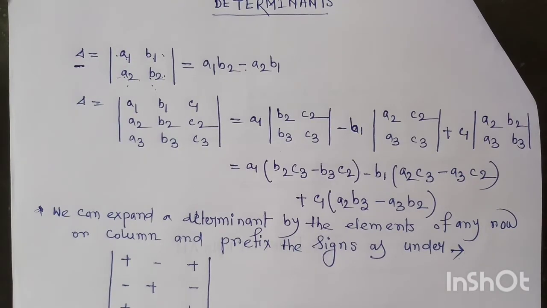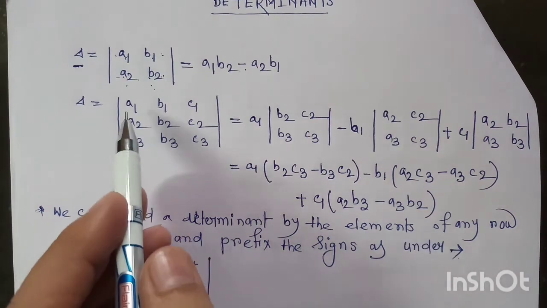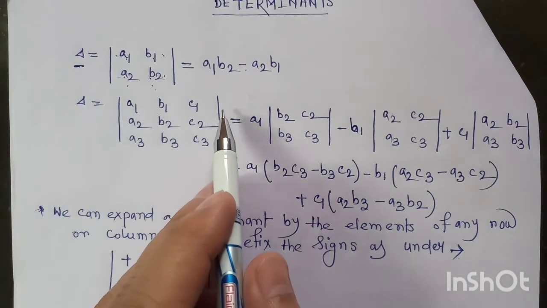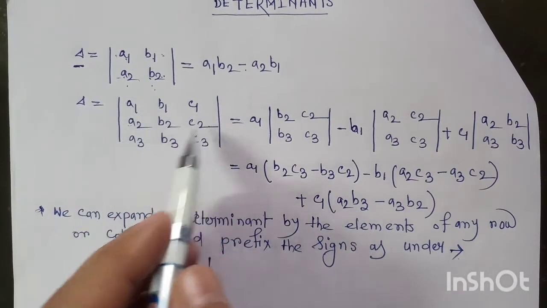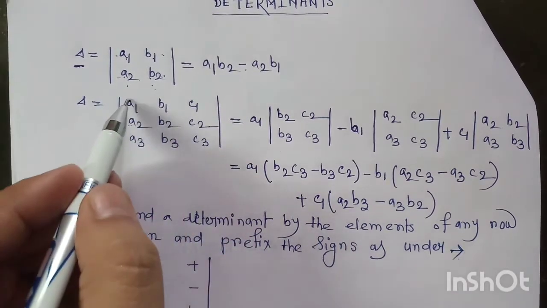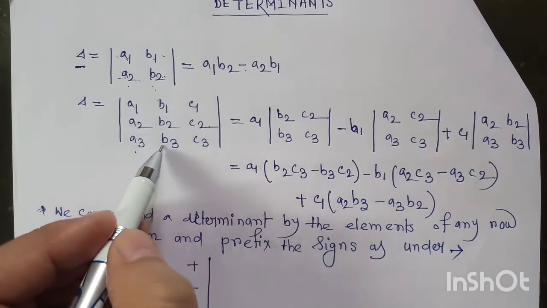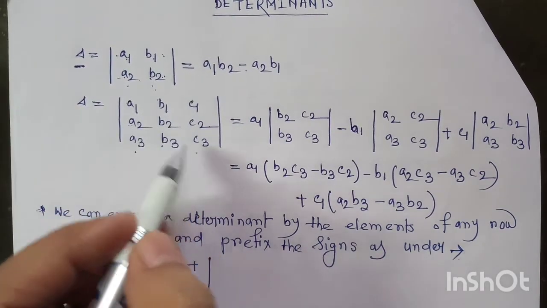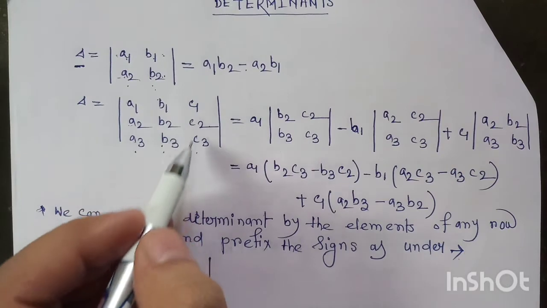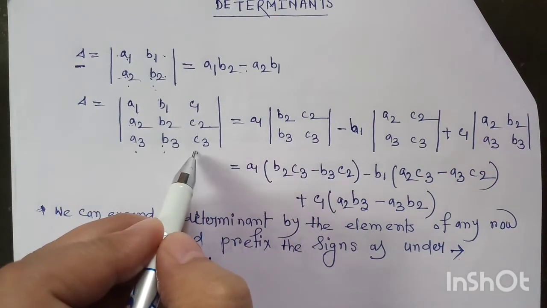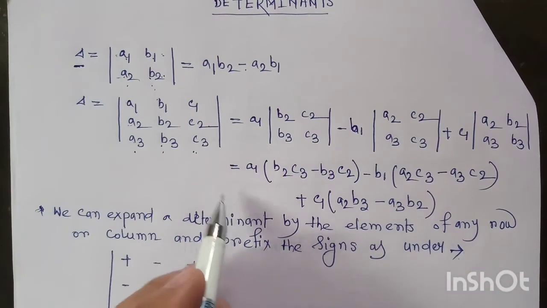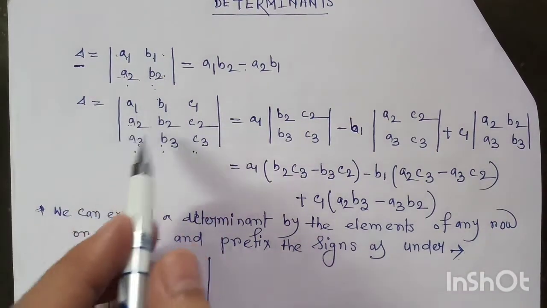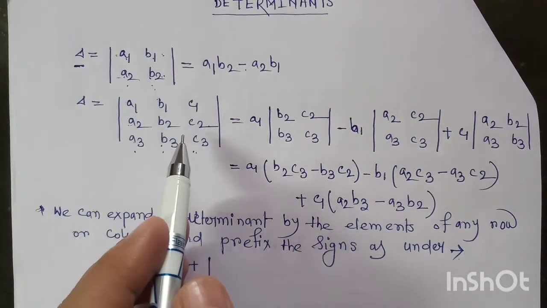If it is a third order determinant, that is 3 rows and 3 columns. This is row 1, this is row 2 and this is row 3. This is C1, column 1, this is C2, column 2 and this is C3, column 3, and these are the elements of the respective columns. So how to evaluate this determinant, that is, how to expand this.